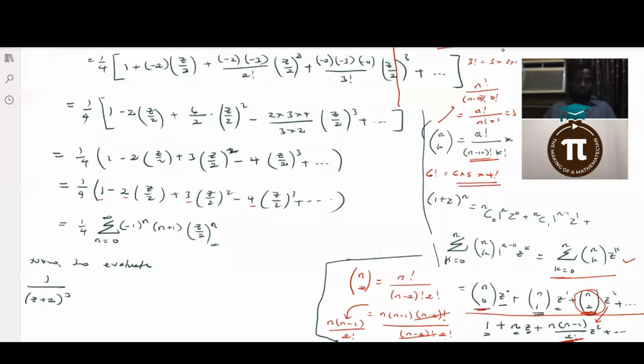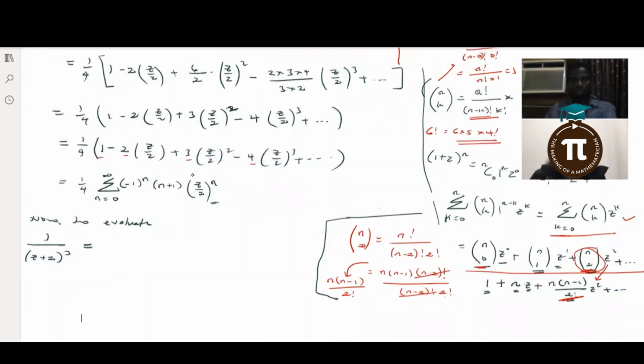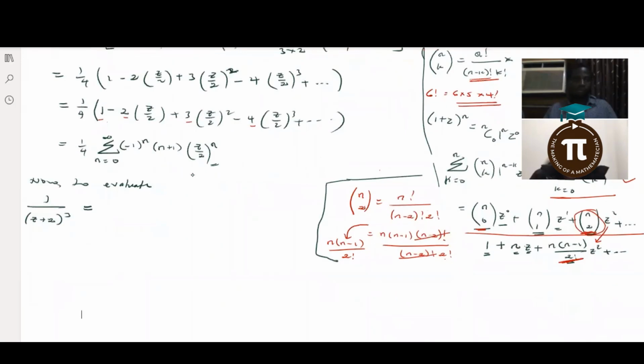Hold on. So I see that you kind of took 2 out to make it a binomial expansion. So it's going to be 2 to the power of minus 3 times 1 plus z over 2, the same way we evaluated the first one? Yeah, do you get that? Then, yeah, yeah, yeah. So let me just try to write that again here.